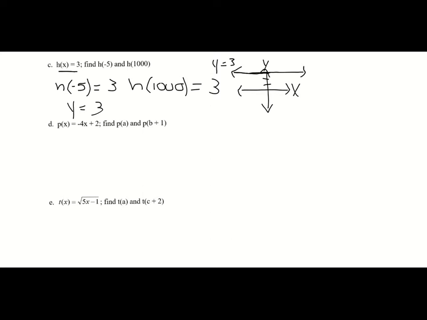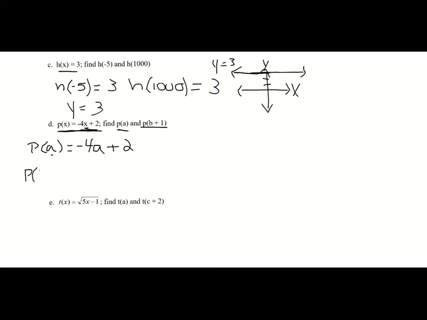Okay, now let's look at D, and this time they gave us the function p of x is equal to negative 4x plus 2. And they want us to find p of a. So all they did here is they didn't put a number, they put another variable. So now when we do p of a, remember, you replace the variable in your original problem with whatever's in the parentheses. So now my problem is going to be negative 4, and instead of x, I'm going to put a, plus 2. And that's it for that one, because I can't do any simplifying. I can't combine like terms because there aren't any. So we're done.